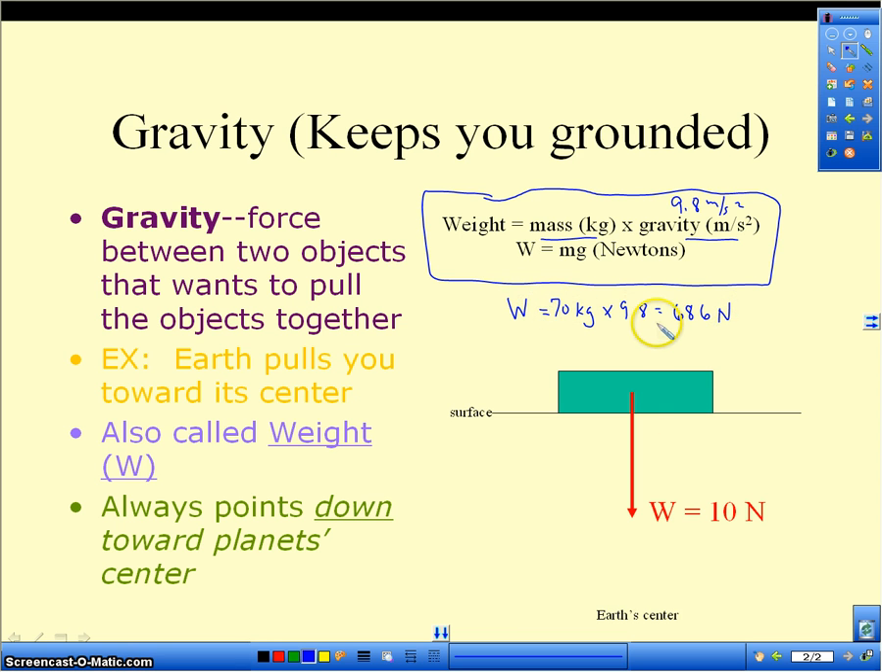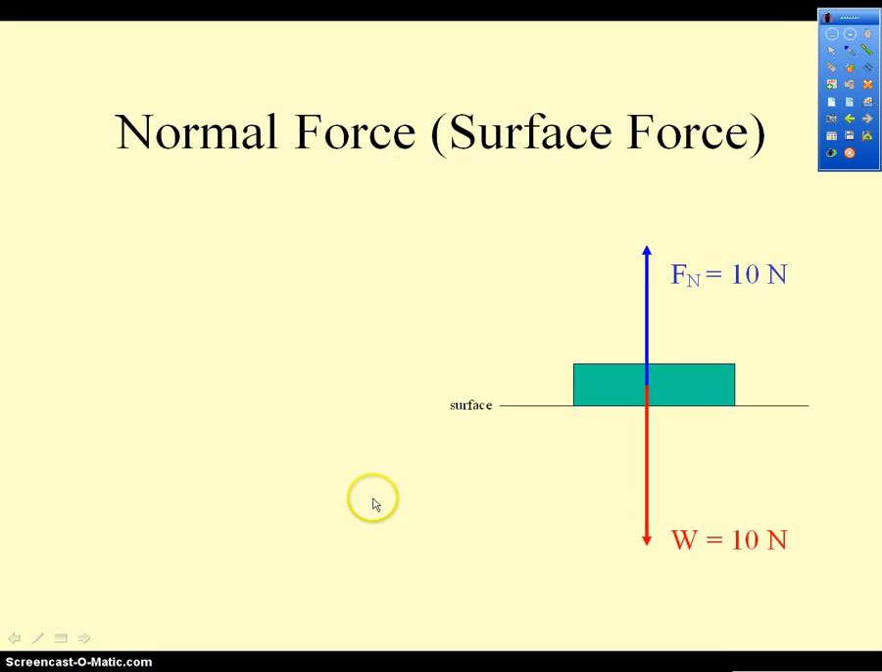So that would be what your weight is. So it's your mass times your gravity. You're going to need to know this because sometimes they won't tell you the weight of the object, they'll tell you the mass of the object, but you can calculate the weight. It's very easy to do. You just multiply times gravity.